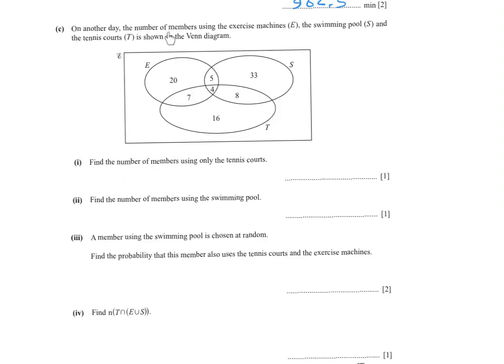On another day, the number of members using the exercise machine E, the swimming pool S, and the tennis court T is shown in the Venn diagram. Find the number of members using only the tennis court. Only tennis court, this region. How many members are in this region? 16.